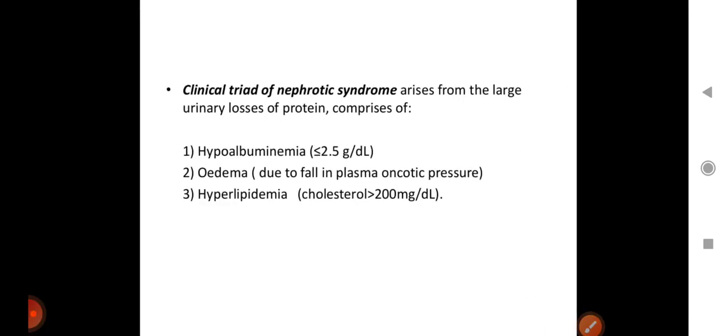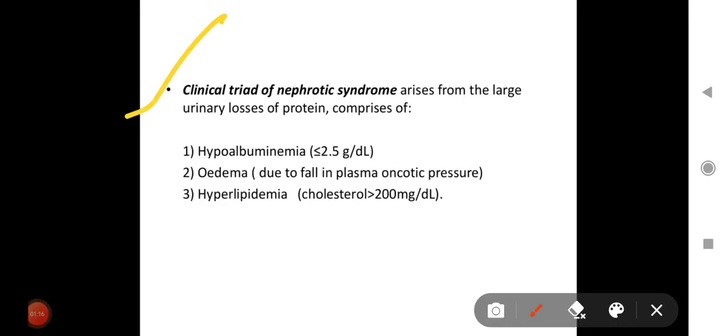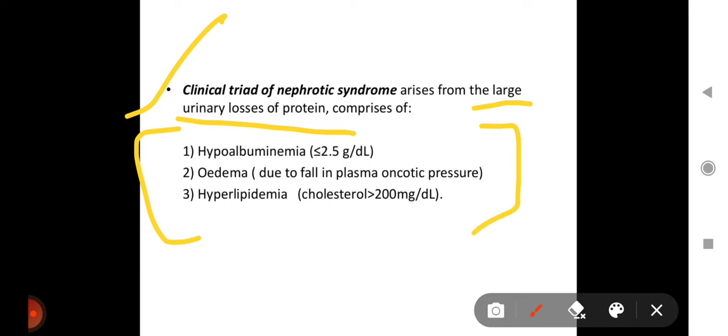Okay. The clinical triad of nephrotic syndrome. There are various features in a nephrotic syndrome patient, but standard textbooks give a clinical triad of nephrotic, which results from large urinary losses of protein. So the triad comprises hypoalbuminemia, that is decreased albumin concentration in blood less than 2.5 gram per deciliter. Next is edema due to fall in plasma oncotic pressure. Edema you can see in periorbital puffiness, pedal edema or generalized edema in later stages. And the third one is hyperlipidemia, that is cholesterol level of more than 200 milligram per dl. So this can be a viva question, what is the clinical triad of nephrotic syndrome.